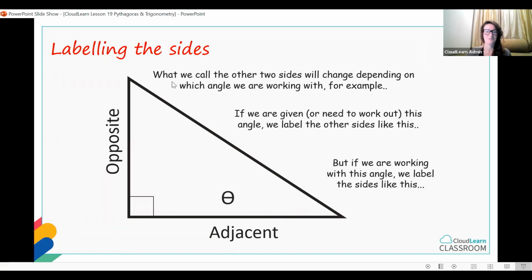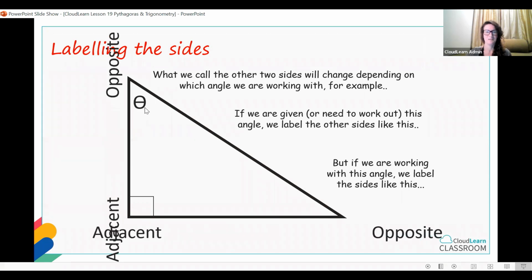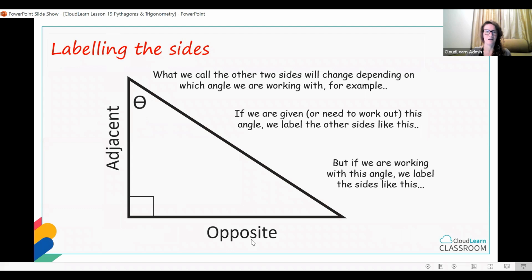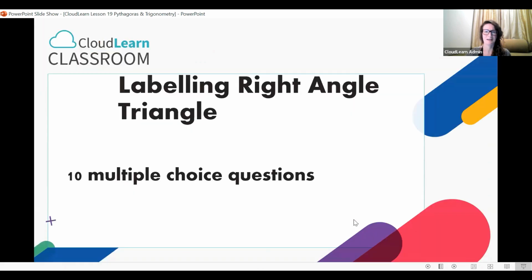So if my angle was actually up here, if I was working with this angle, then the opposite and the adjacent would be the other way around, because this side is now opposite the angle I'm working with, and this side is now adjacent to the angle I'm working with. So labeling the sides is really important. You can't really do trigonometry until you understand how to do that.